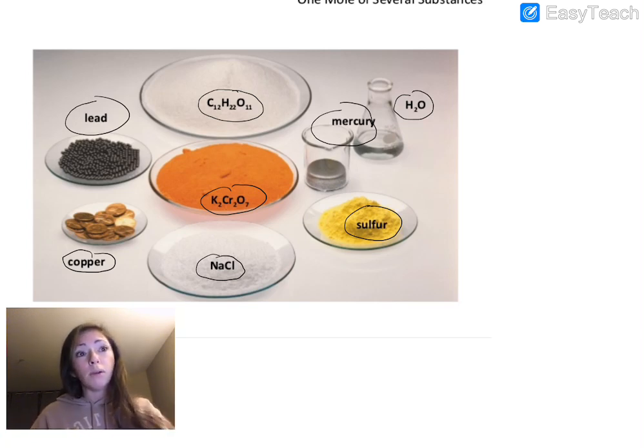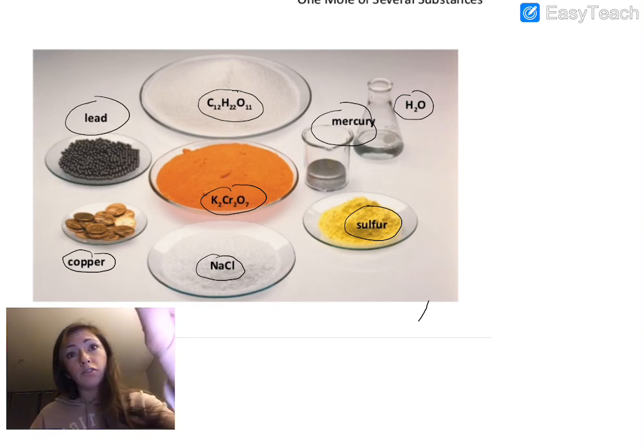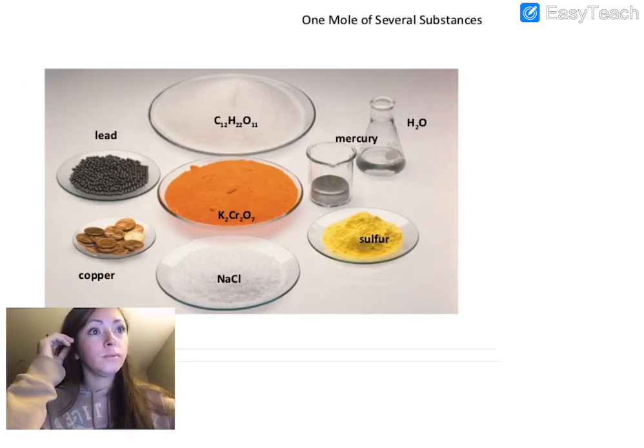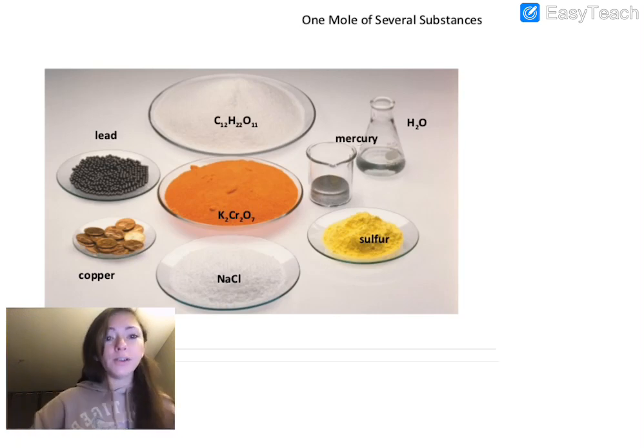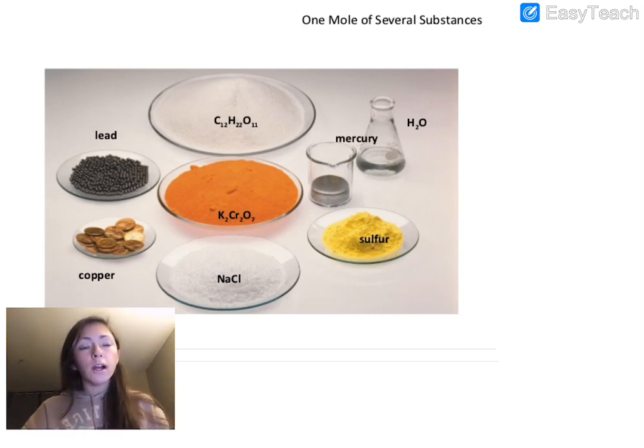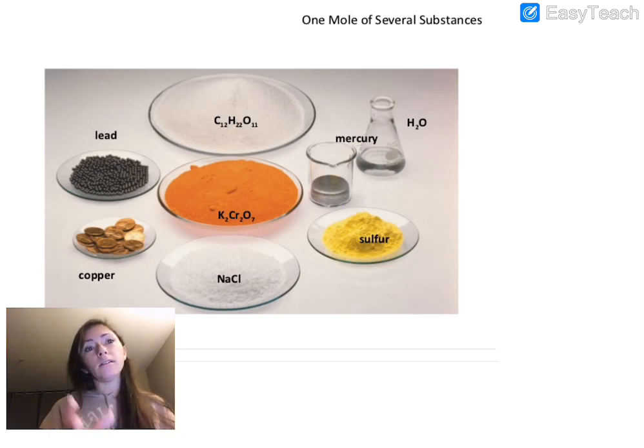Okay, so a mole is a unit of measurement that we use. Let me see if I can get this to go away. Hold on. All right, I fixed it. All right, so a mole is designed to measure chemical substance. All right, and we'll talk about why elements and compounds get a special unit of measurement. But first, let's take a look at our different chemicals that we have here, okay?